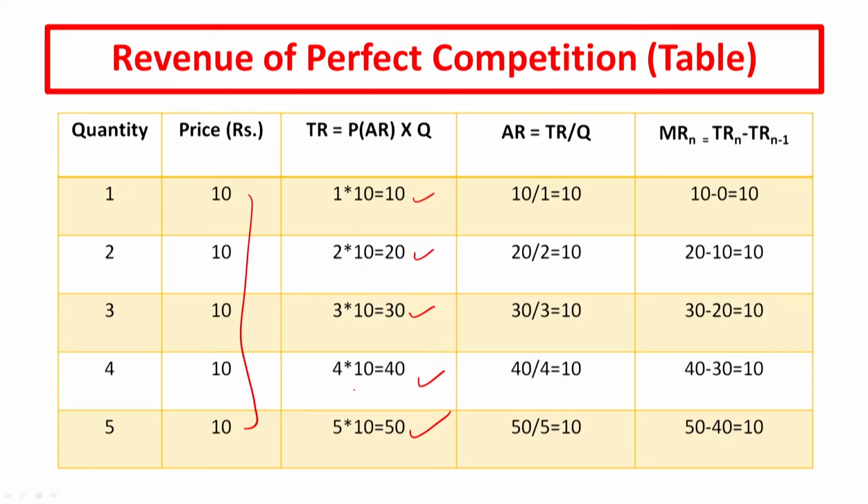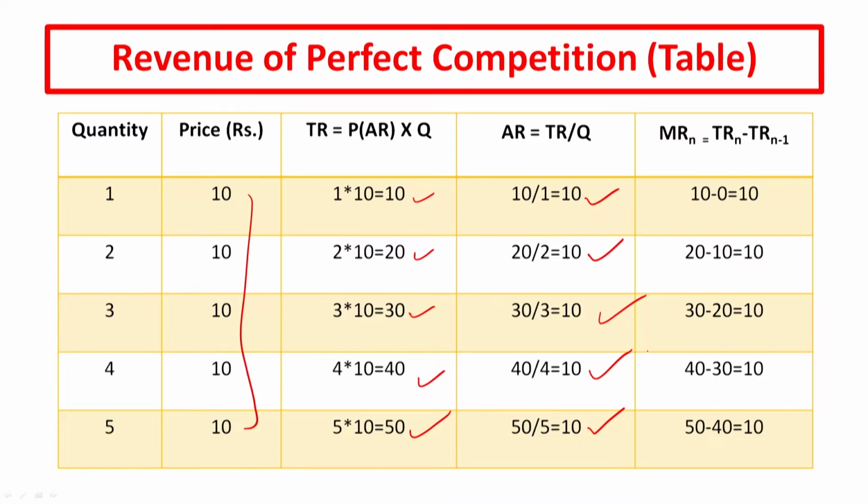The formula for AR is total revenue divided by quantity. So 10 divided by 1 gives 10, then 20 divided by 2 again gives 10, 30 divided by 3 again gives 10, 40 divided by 4 again gives 10, and 50 divided by 5 gives 10. So you are able to see here that AR is constant at 10.